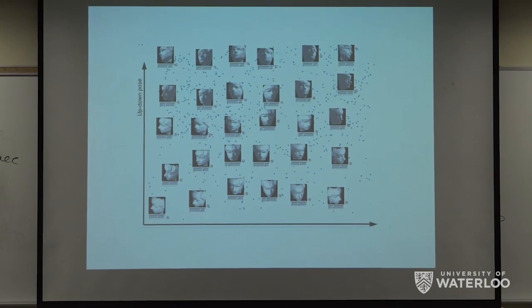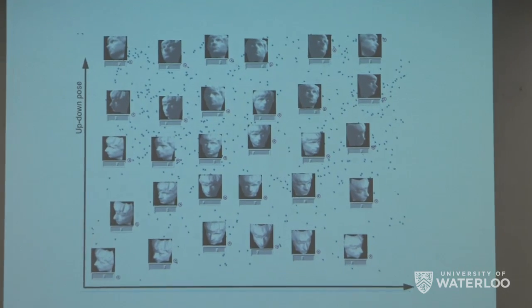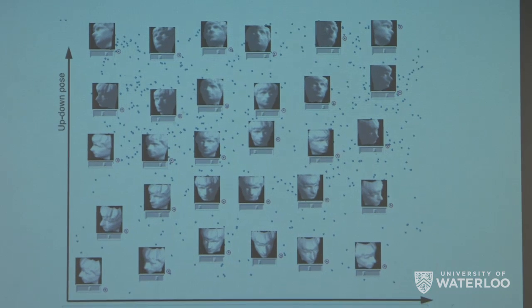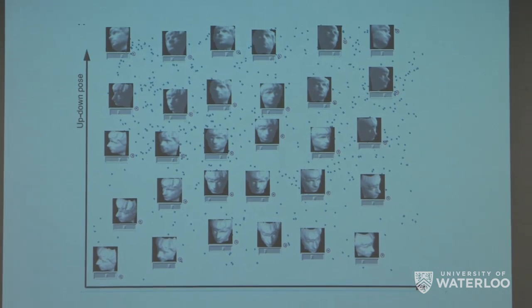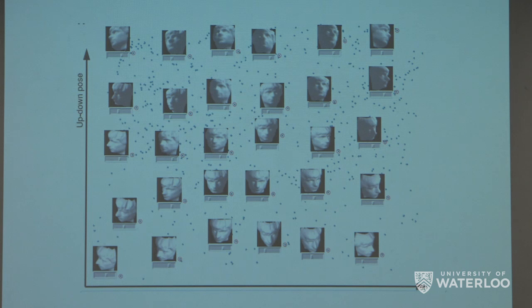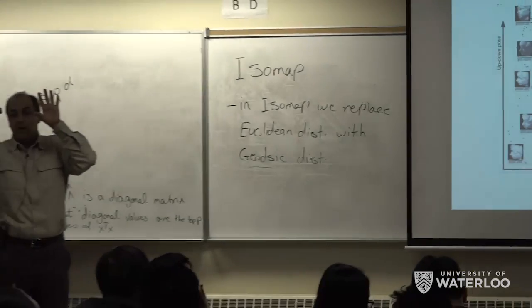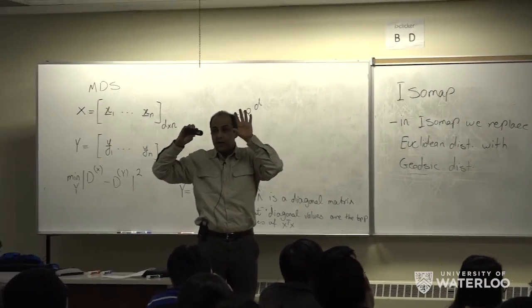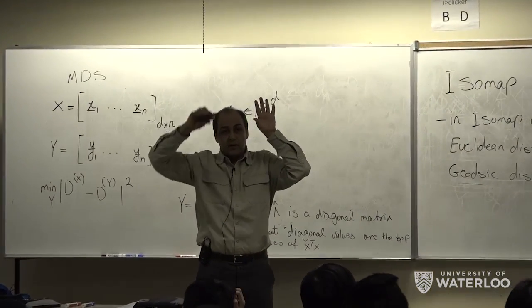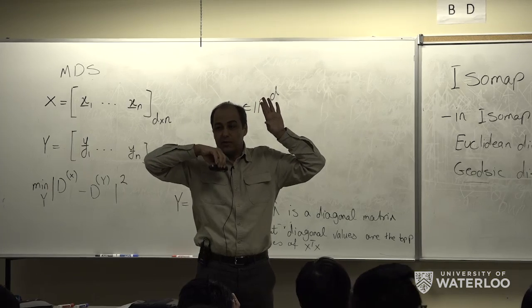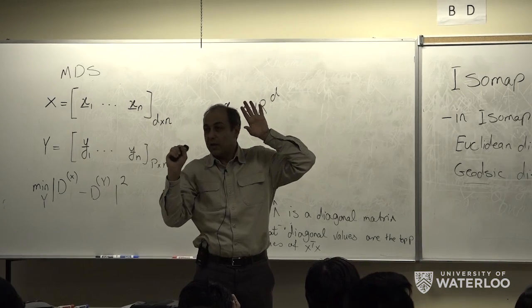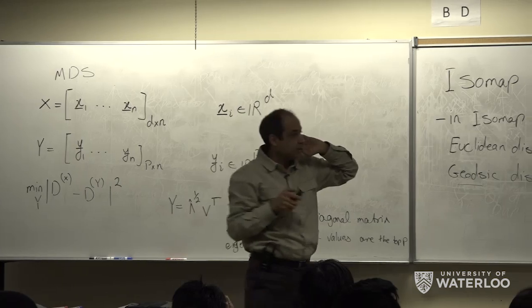This is an example in the original paper. This data set has 3 degrees of freedom because it has been created manually. We had this object and a camera rotating on the horizontal axis, taking pictures of this object. The camera was also rotated on the vertical axis, taking pictures, and the illumination was changed.